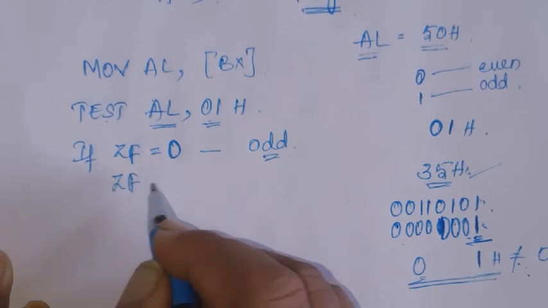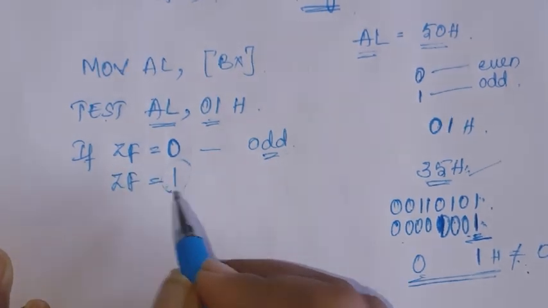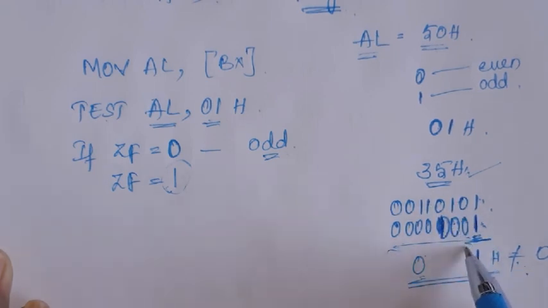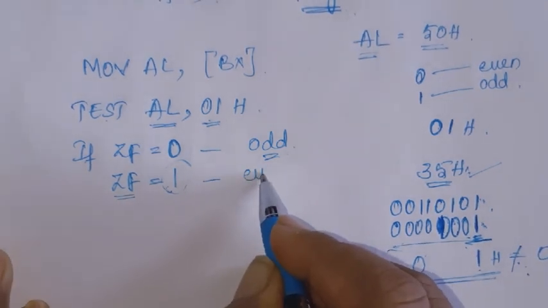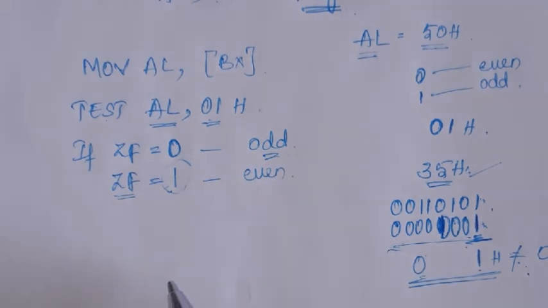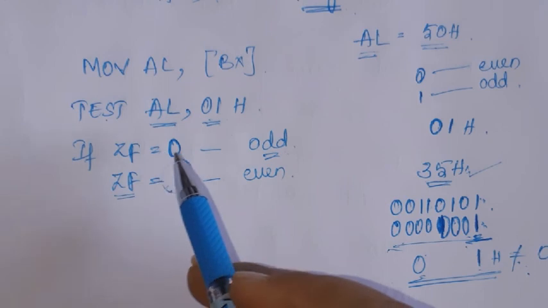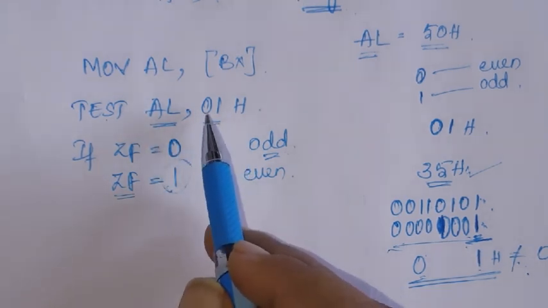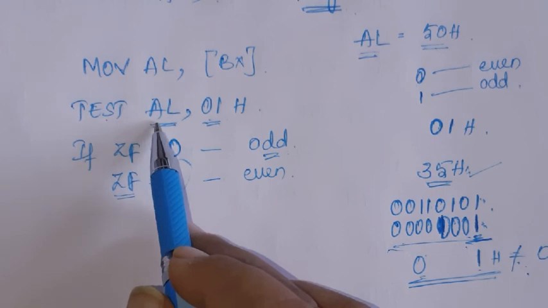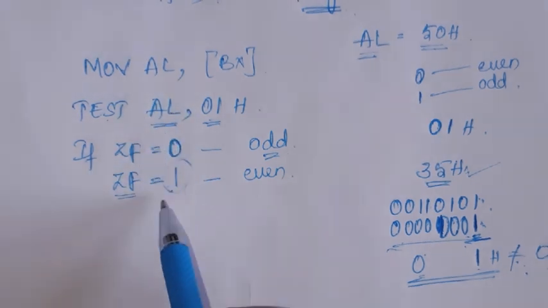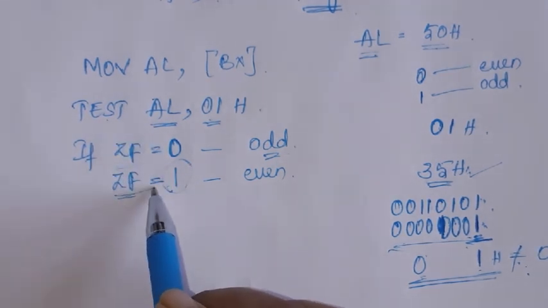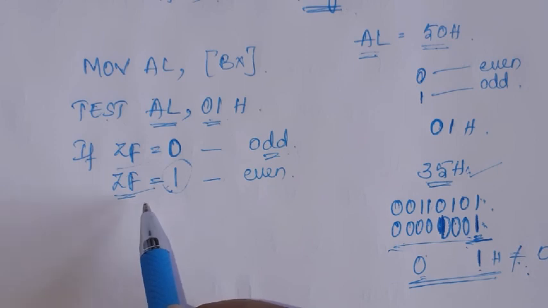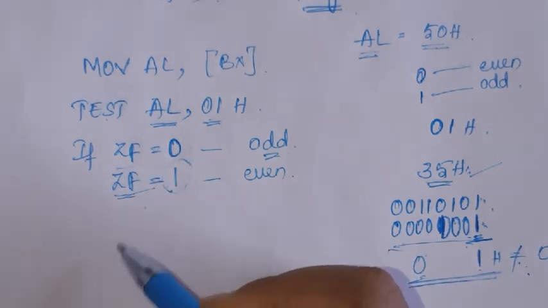If the zero flag is equal to 1, when will this zero flag be 1? When the AND operation is performed and all the bits are equal to 0, then the result is 0. Okay, the zero flag will be 1 when the number is an even number. So to test any bit or some bits of a register, you can use this instruction test. Only the flag will be affected. By checking the condition of that flag, you can proceed further in the program.